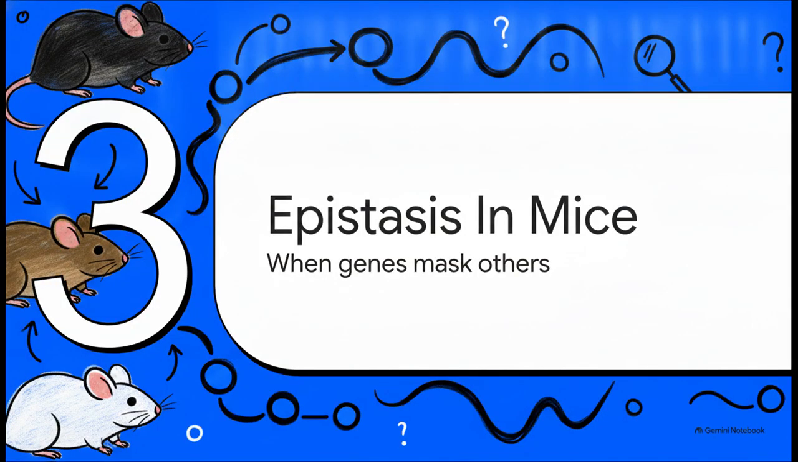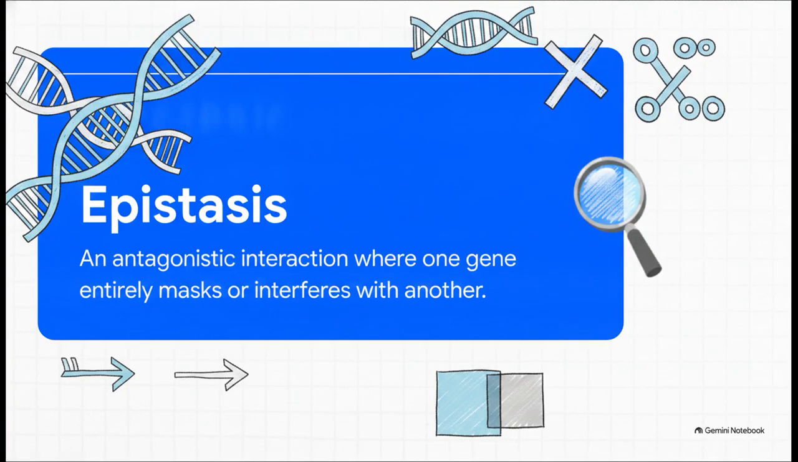Section 3. Analyzing epistasis in mice: when genes mask each other. Out in the real world, single traits are almost always controlled by a whole team of genes working together in unison. Usually they cooperate, but sometimes they completely clash. And that brings us to epistasis. In epistasis, the relationship between genes is totally antagonistic. One gene literally overrides or interferes with the expression of a completely separate gene. We call the bully doing the masking the epistatic gene, and the one getting silenced is the hypostatic gene. It's basically a genetic veto.